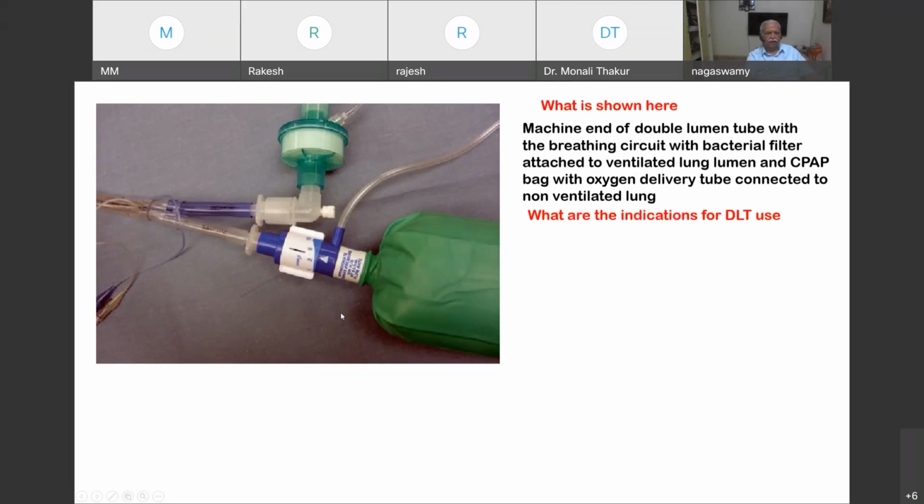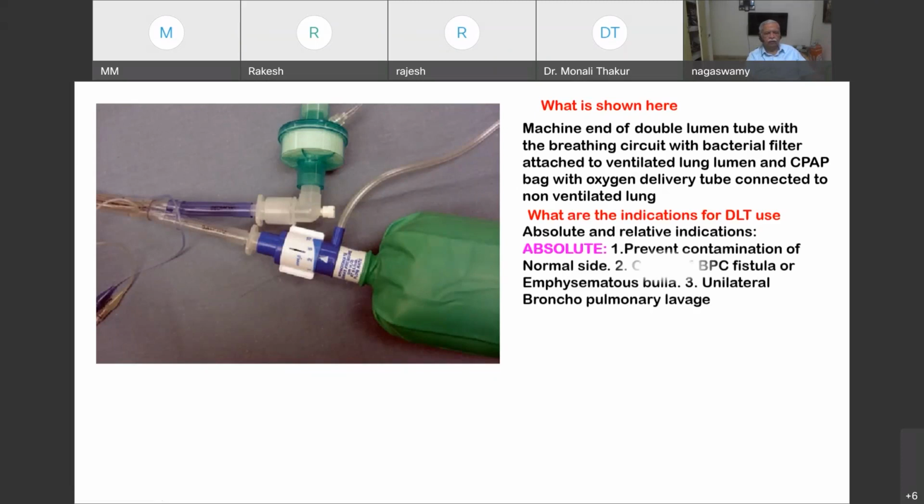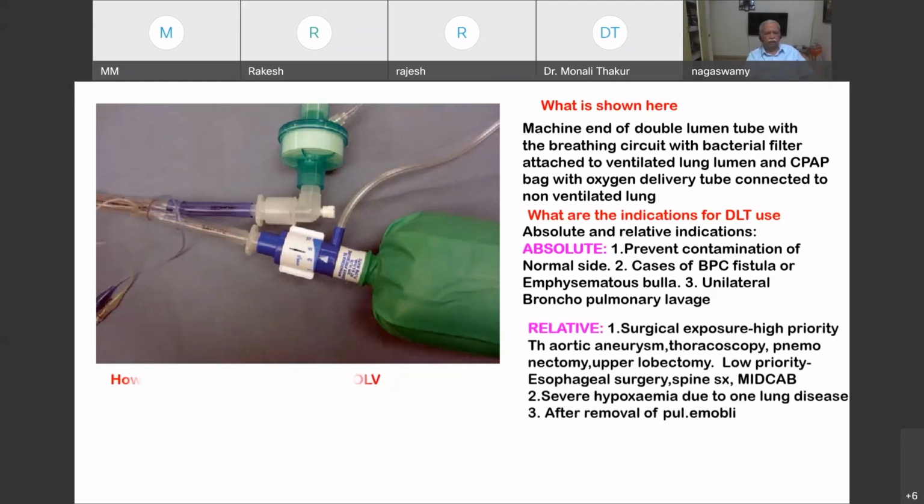What are the indications for double lumen tube usage? This is another common question that will be asked in the exam. How do you classify the indications? Absolute and relative. Nowadays it is classified as lung separation indication and lung isolation indication. Okay. To prevent contamination of the normal lung. So absolute is now called isolation technique. The relative indication is now called lung separation method. Okay. So there are these things which you can all read up.